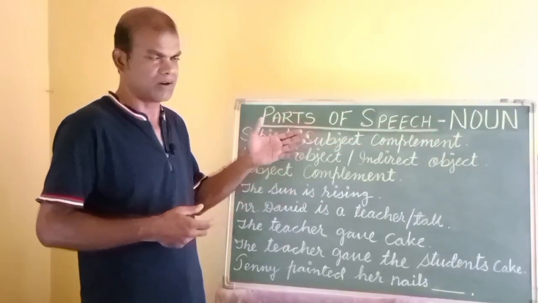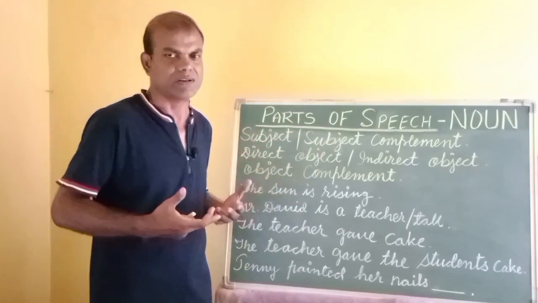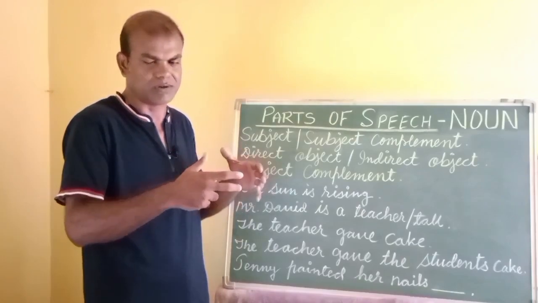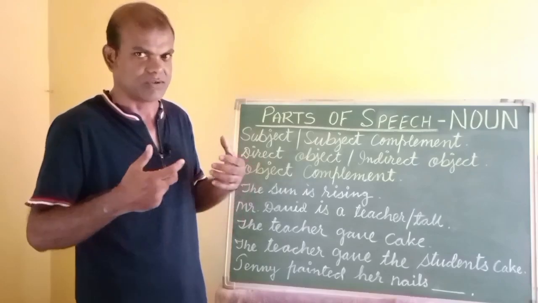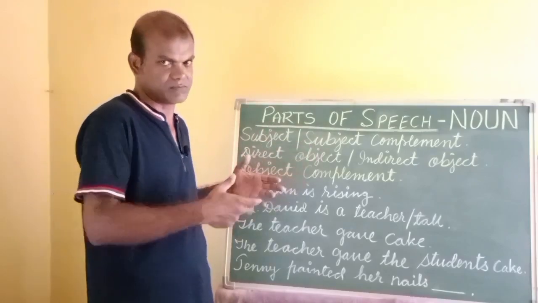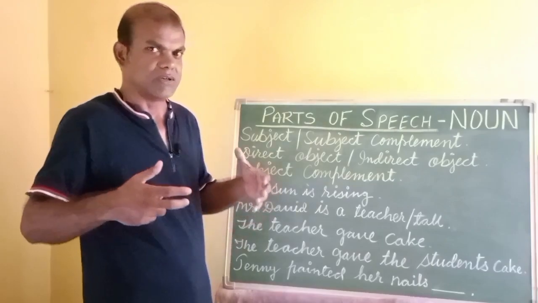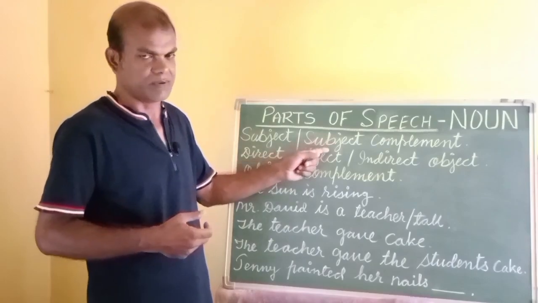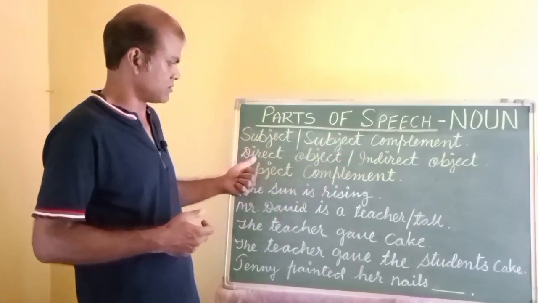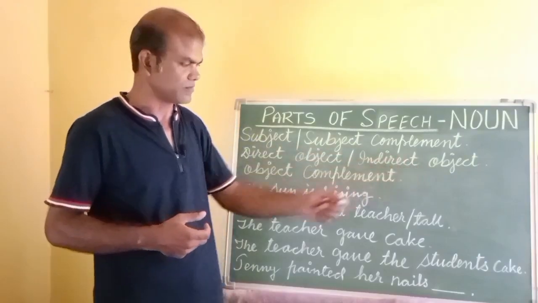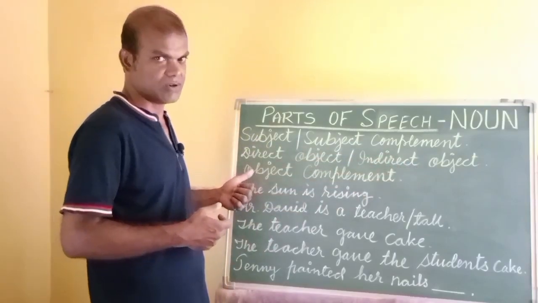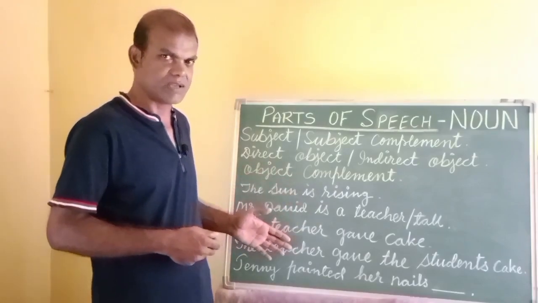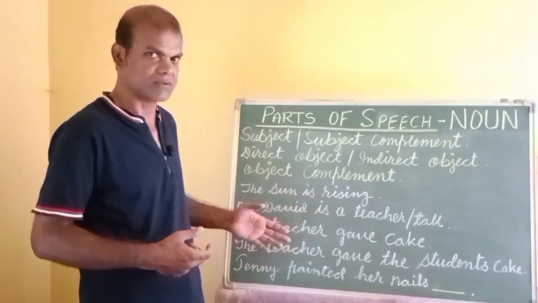Now noun as a part of speech, it can play many roles in a sentence. We should know how to recognize that noun, and we should know what role that noun is playing in that sentence. Now in a sentence, noun can be a subject, a subject complement, direct object or indirect object, or the noun can be the object complement in a sentence. Okay, so we got some examples. We'll understand in the examples.